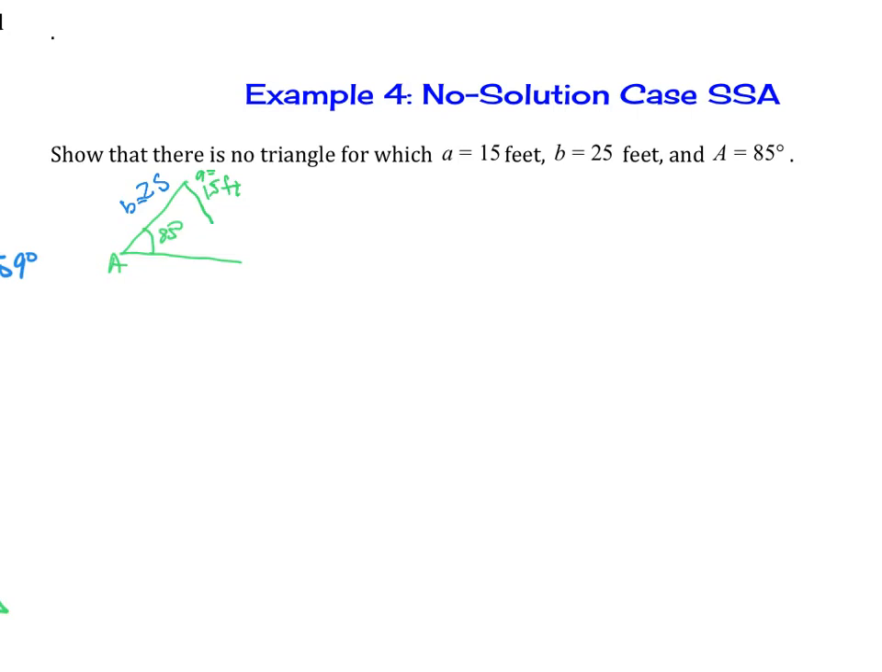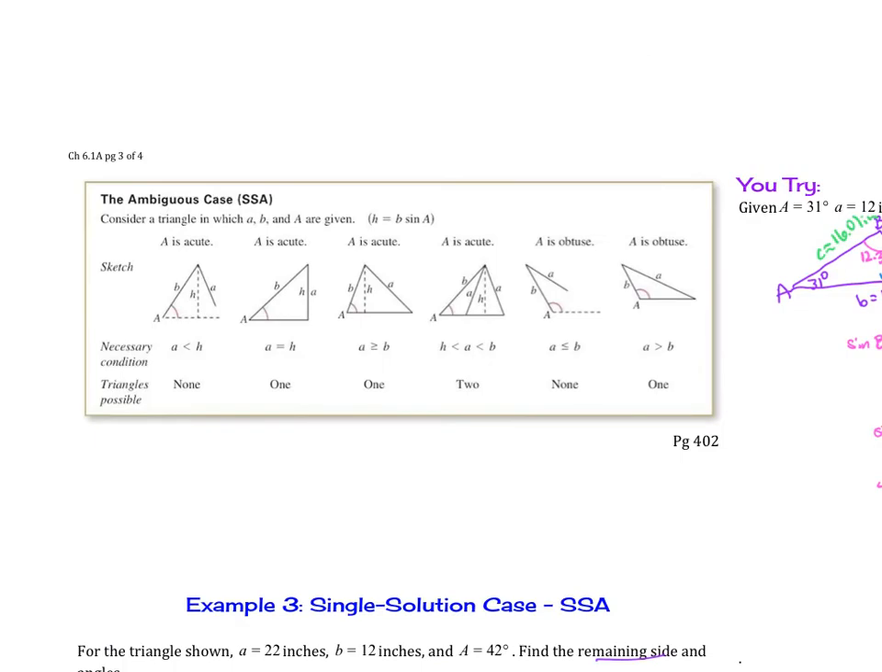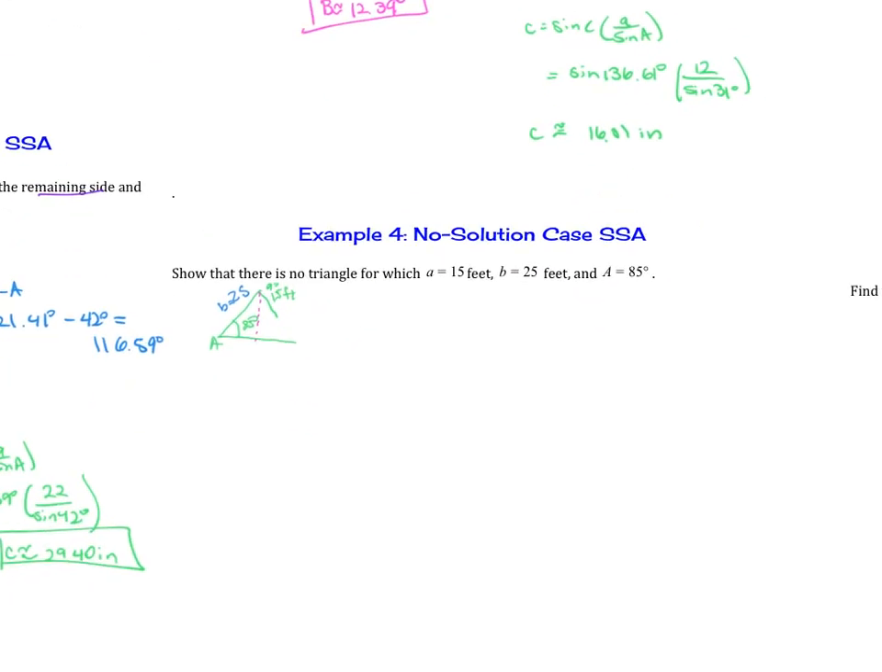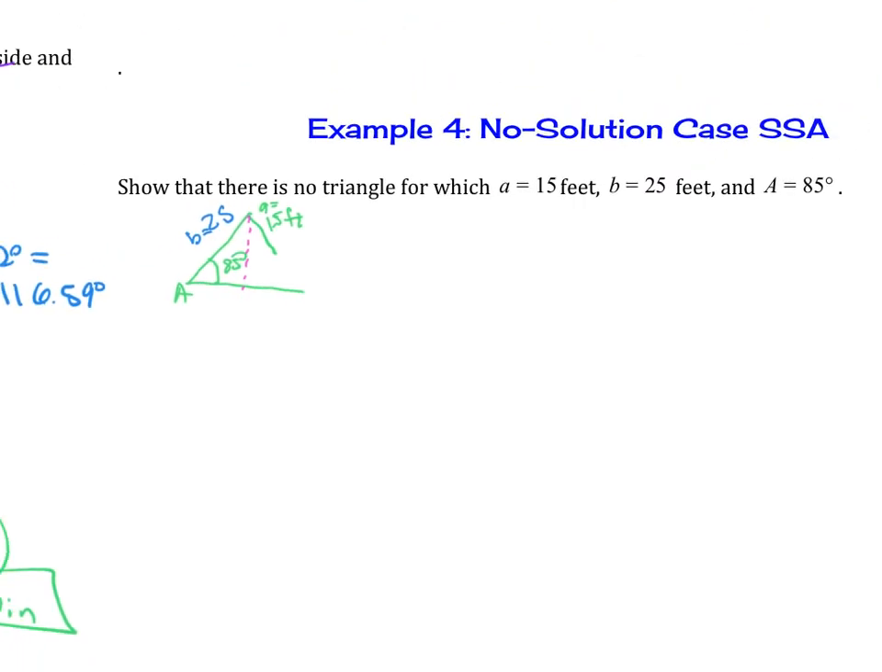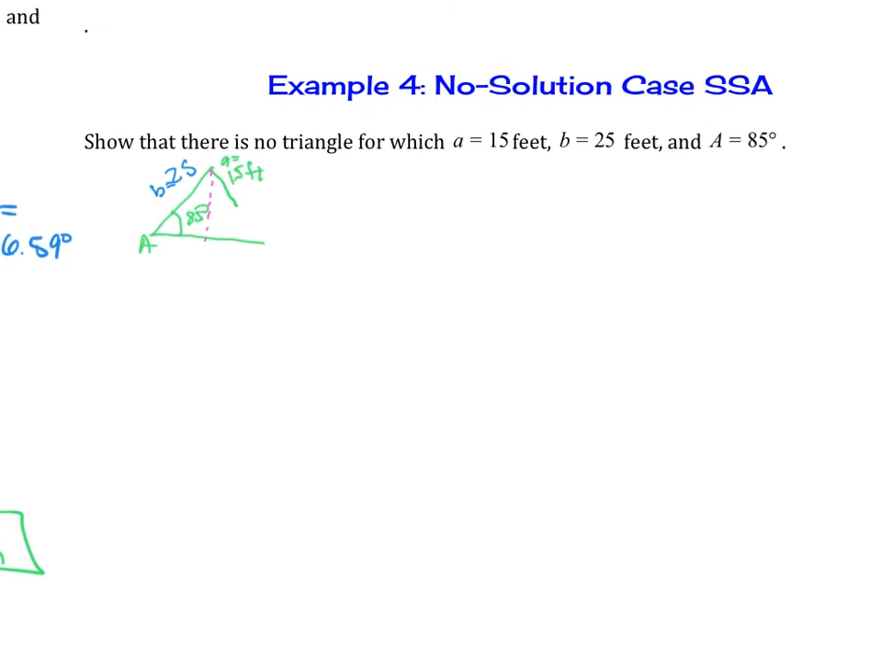So in this case, a is less than the height. Right here is the height. It's probably less than the height here. So we're looking at that, but let's just do the algebra to see what happens. If b is 25, then this is angle B here.